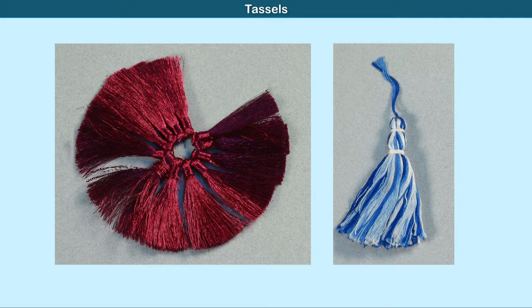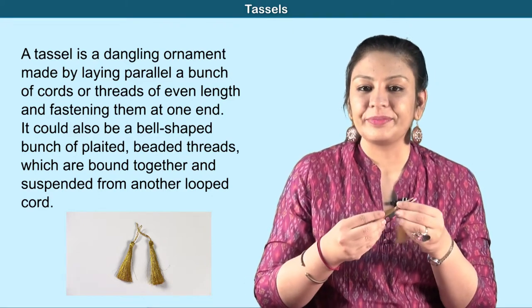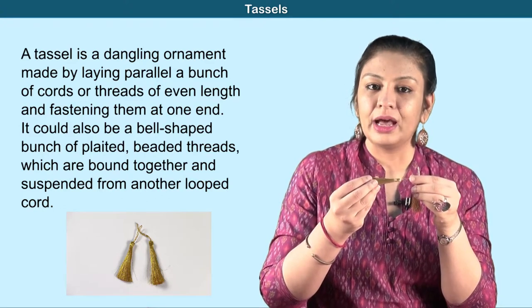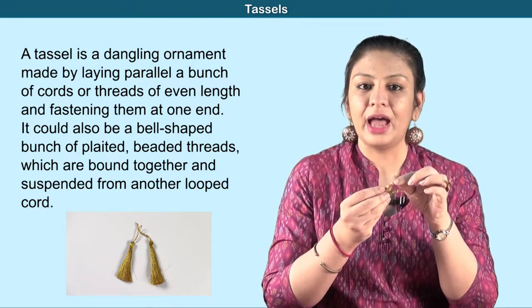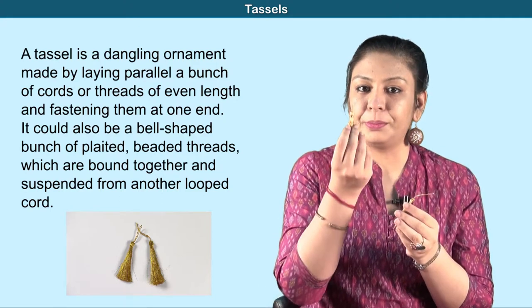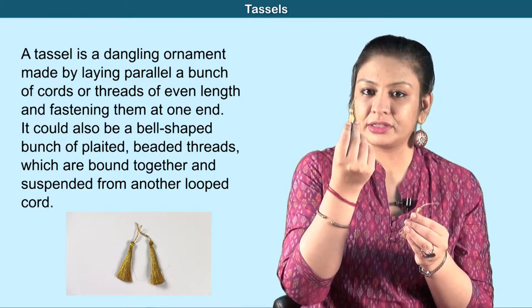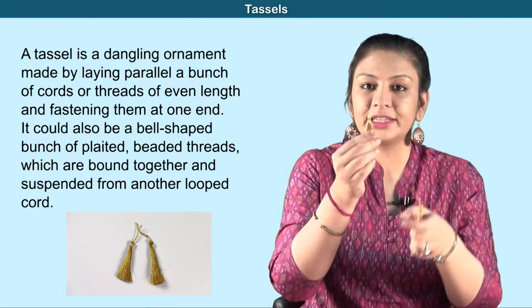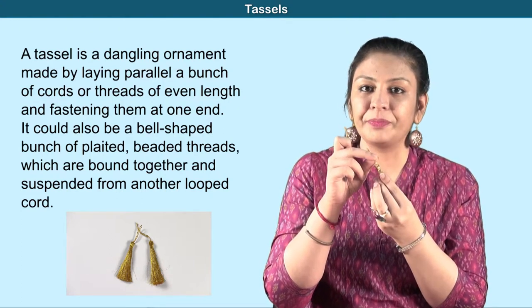The next trim that we are going to discuss is something that all of you would be familiar with: tassels. A tassel is a dangling ornament made by laying together parallelly a bunch of cords or threads of even length and fastening them at one end. It could be a bell-shaped bunch of plaited, beaded, or straight threads, which are bound together and suspended from a loop. Modern tassels today come without a wood base that gives them the form.